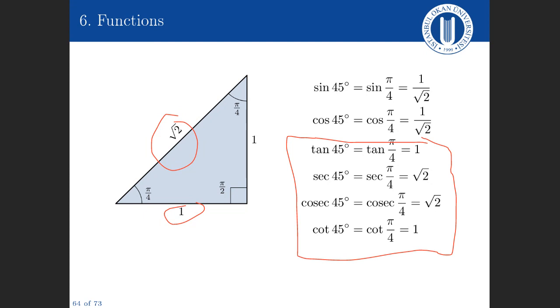Tan means sine divided by cos, sec means 1 divided by cos, cosec means 1 divided by sine, and cotan means 1 divided by tan.